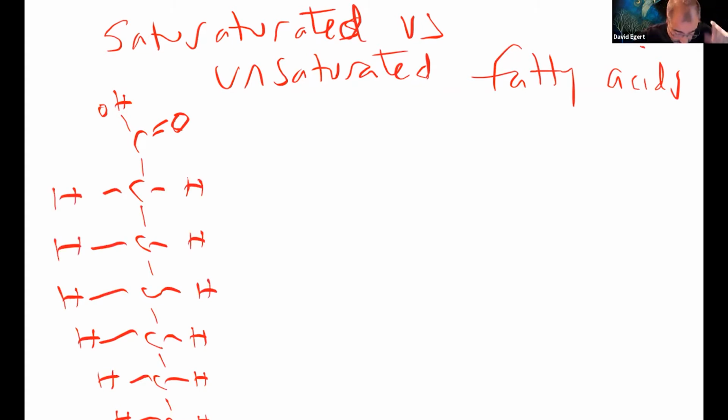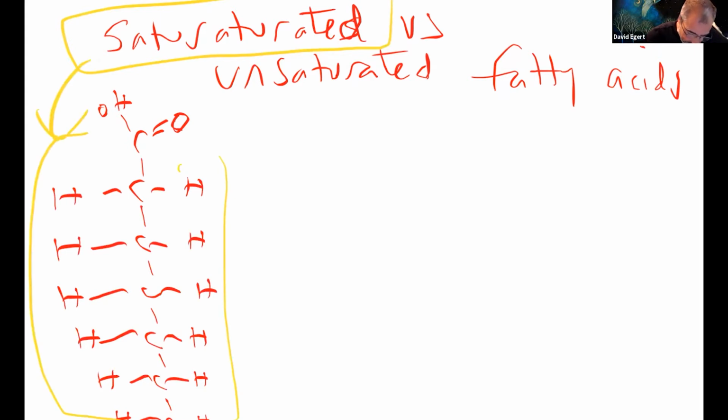If a fatty acid has as many hydrogens as possible, then it's called saturated. Saturated means it's fully saturated. It has as many hydrogens tacked onto that tail as you can put. Just in terms of its overall form, the tail tends to be straight.